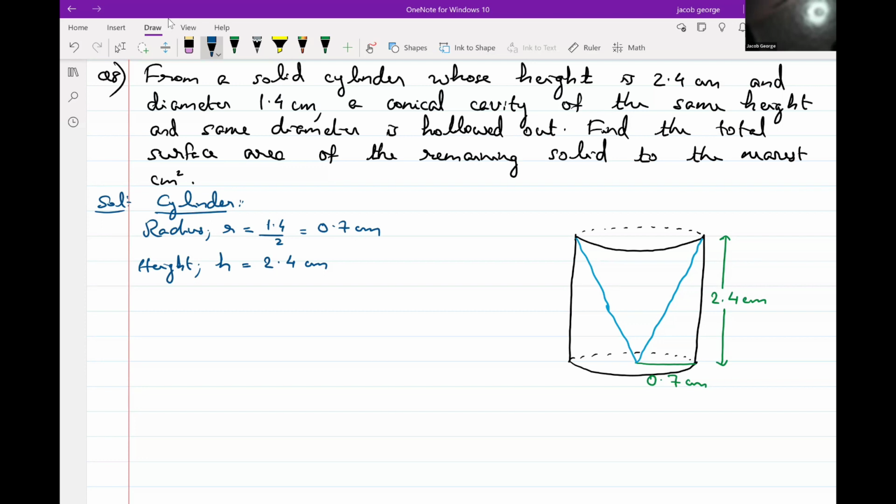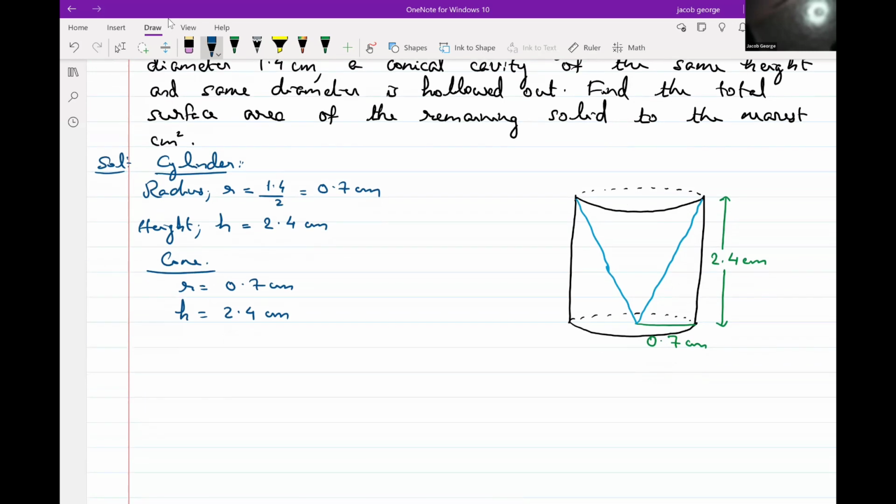Then cone. Radius r is the same, 0.7 centimeters. Height h is 2.4 centimeters. We have to find slant height l. Slant height l is equal to root of r square plus h square. By Pythagoras relation, l is root of r square plus h square. That is root of 0.7 square plus 2.4 square.